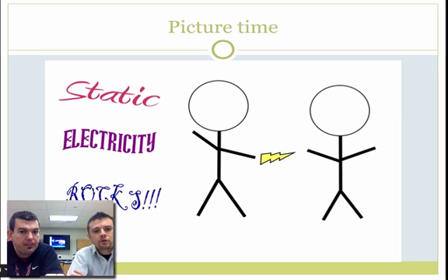So static electricity rocks, although you've got to be safe with it. You can't exactly just walk up to your friend and shock them for no apparent reason. You've got to be nice, or they won't be your friend for very long. That's true.